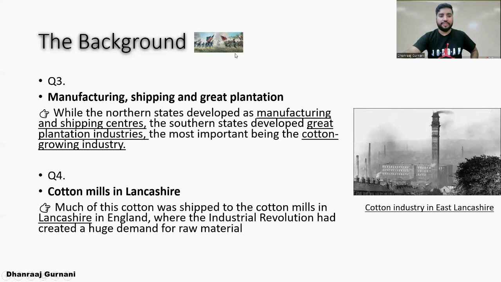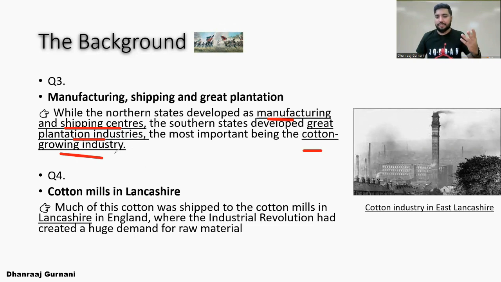Let's see the first one, question number 3. Manufacturing, shipping, and plantations. While the northern states of USA developed manufacturing and shipping centers, the southern states developed great plantation industries, the most important being cotton growing. So, what did the North expand into? The North expanded into manufacturing and shipping.